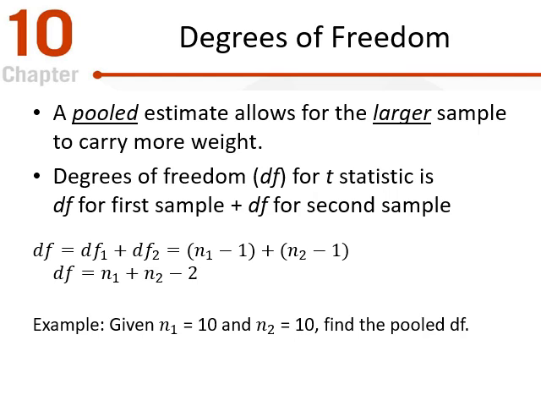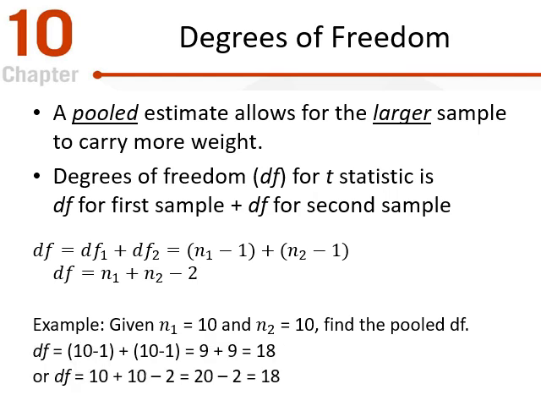Either way is fine. Here's an example. Given n1 is equal to 10 and n2 equals 10, find the pooled degrees of freedom. Pause this video while you do the calculation. So here's either way of doing it. Degrees of freedom would equal 10 minus 1 for the first sample, plus 10 minus 1 for the second sample, which would give us 9 plus 9, which equals 18. Or you could use the other definition of degrees of freedom pooled, which would be n plus n minus 2, which is 10 plus 10 minus 2, which again gives us 18.